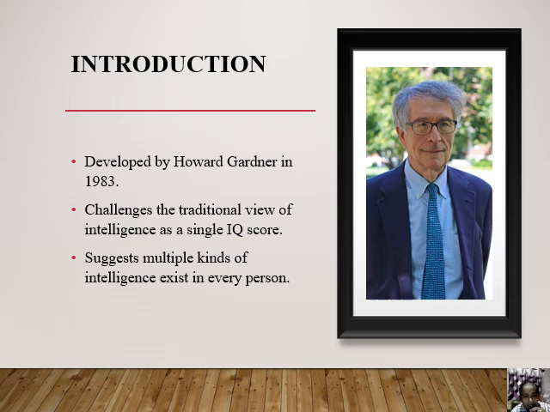Introduction. This theory was developed by Howard Gardner in the year 1983. Gardner's theory suggests that individuals possess a unique combination of intelligences and that education should be tailored to address these individual strengths and weaknesses, according to some educational resources. This theory challenges the traditional view of intelligence as a single IQ score, and suggests multiple kinds of intelligence exist in every person.